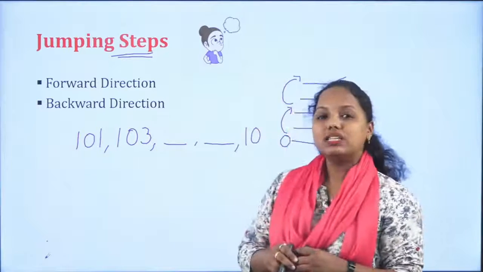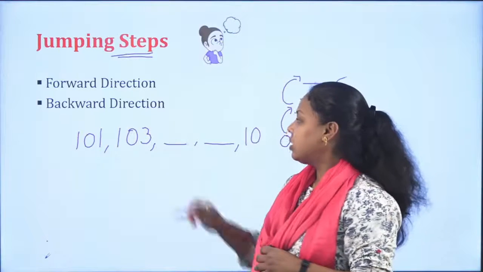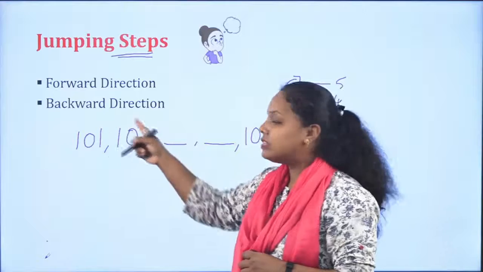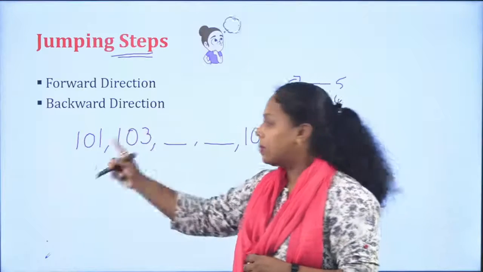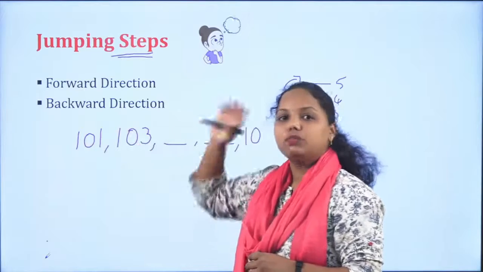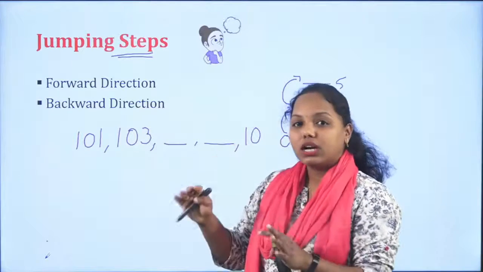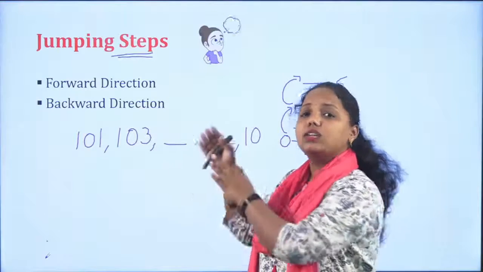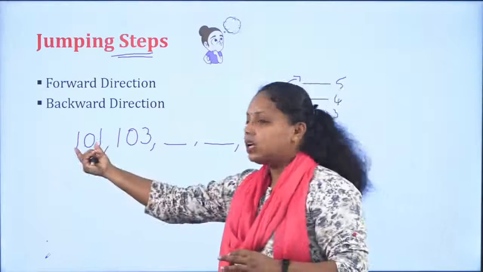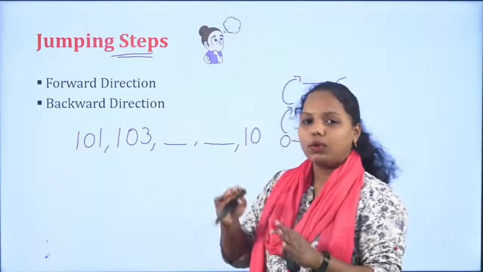Now, 101, 102, 103, 10. What is the next number? What is the difference between these? Just remember, 1 and 1 is same, 0 and 0 is same. Don't worry if you're not understanding after 100, 101, 102, 103. Just think, 10 is common over there.